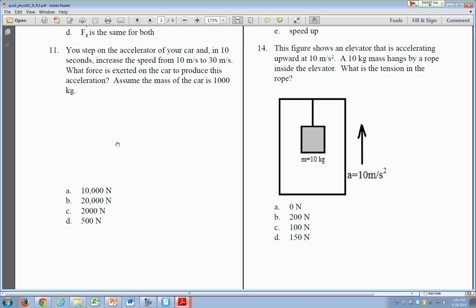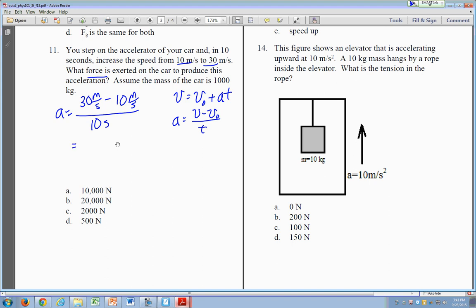Okay, fine. So in 10 seconds, you go from 10 to 30 meters per second. I want to know the force exerted. I just need to know the acceleration first. I'm going from 30 meters per second as my final, minus my initial, divided by my total time, which is 10 seconds. Look, this just comes from this equation: a is equal to v minus v naught over t. That's where that comes from.